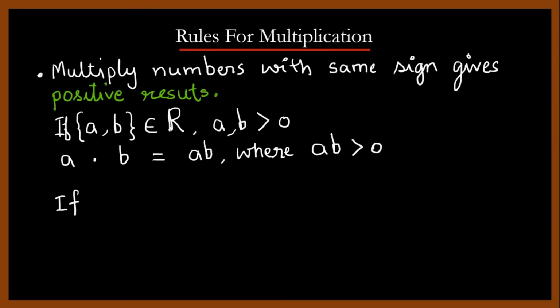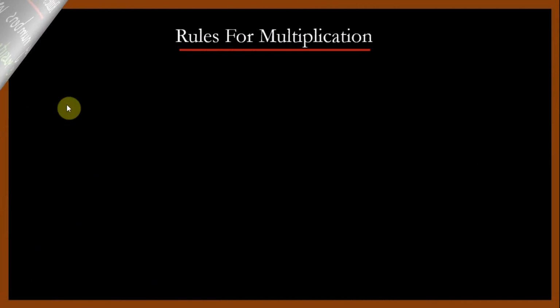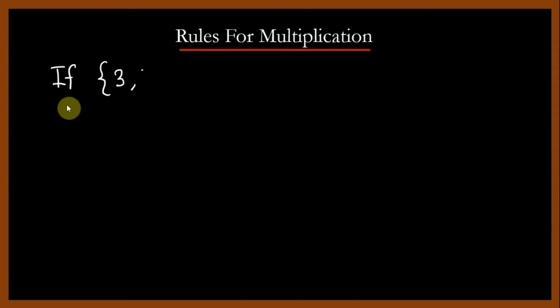Similarly, if a, b is less than 0, then negative a and negative b multiplied together is equal to ab, where ab is greater than 0. Note that I haven't talked about multiplying with 0 because that is the topic of the next lesson.